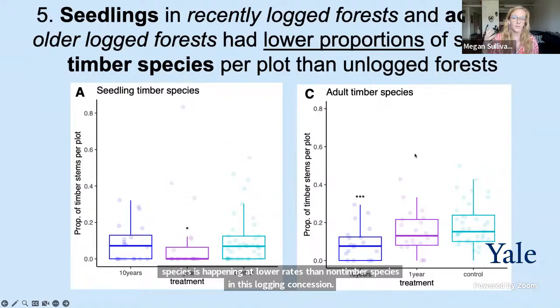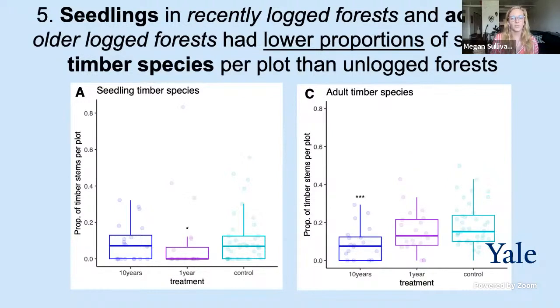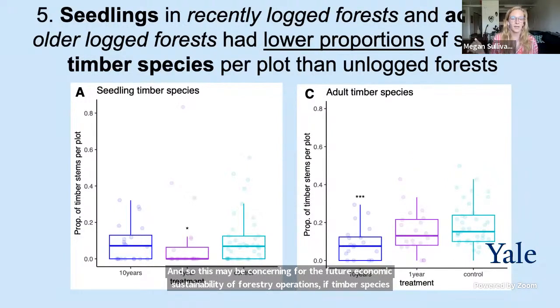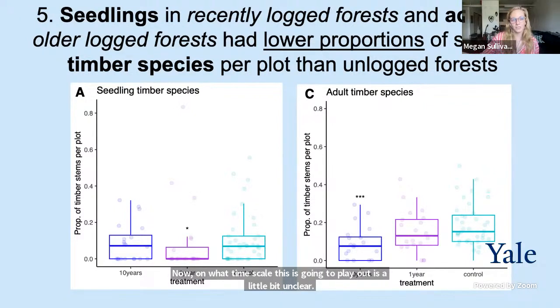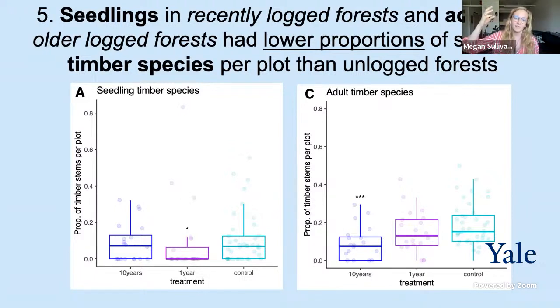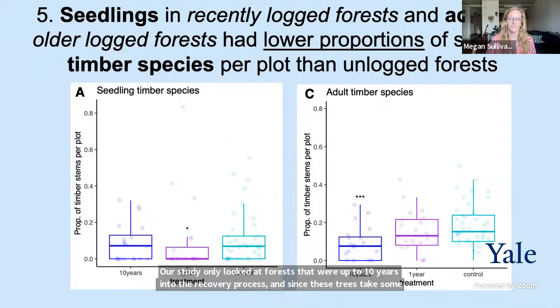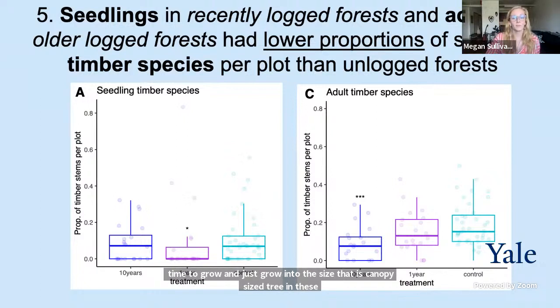If timber species regeneration declines after each logging cycle, the timber species that are targeted in this region may become depleted over time. Now, on what timescale this is going to play out is a little bit unclear. Our study only looked at forests that were up to 10 years into the recovery process. And since these trees take some time to grow into the size that is a canopy-sized tree in these forests, we would have to conduct studies on longer timescales to see how these timber species regeneration dynamics are playing out.